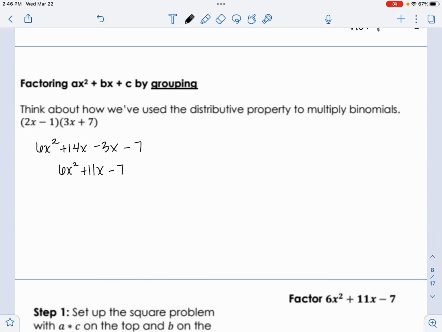And so the goal from here, moving forward, is that I can give you a problem like this, and you can write it as two binomials, or factor it. So we're basically going to be doing all of this in reverse. Okay, so how do we do that?